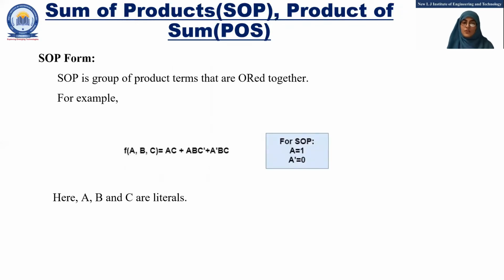Let's learn about SOP form. SOP is a group of product terms that are ORed together. Here, A dot C is an individual term, A dot B dot C bar is another term, and A bar dot B dot C is another term. These three terms are ORed together and it makes SOP form, which is sum of products form. For SOP, we have to remember that A is equal to 1 and A prime is equal to 0.